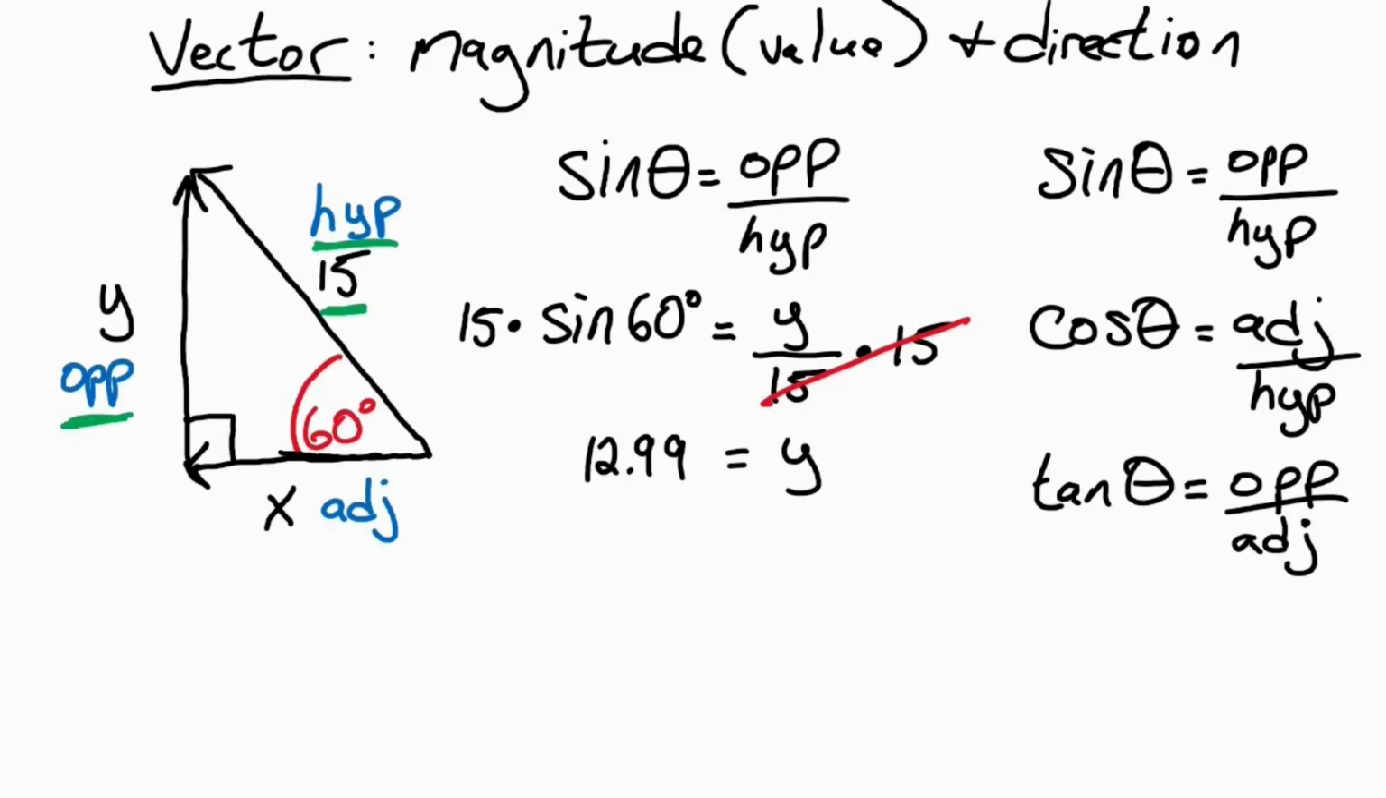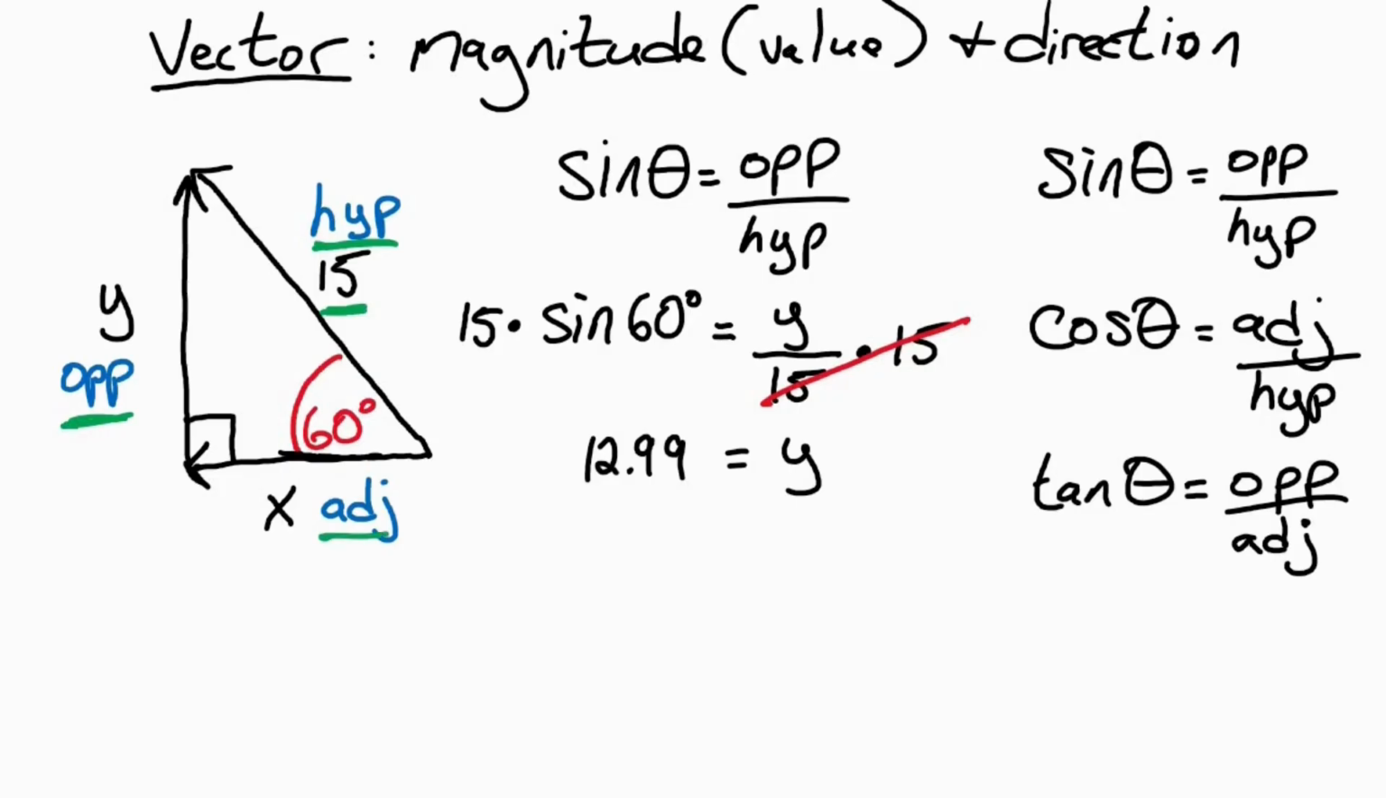If we got a value of 15.00000001, that doesn't make any sense because we know that by definition, the hypotenuse is the longest part of the triangle. So the value of 12.99 does make sense. Okay, so that's the value for y. Now let's try to find out what x is equal to.